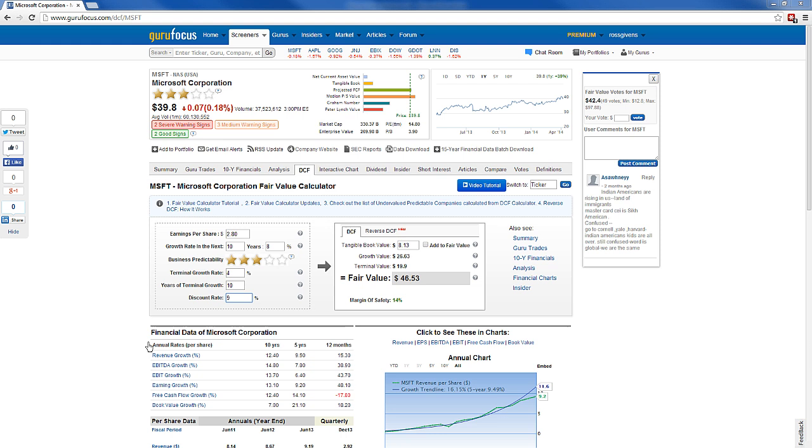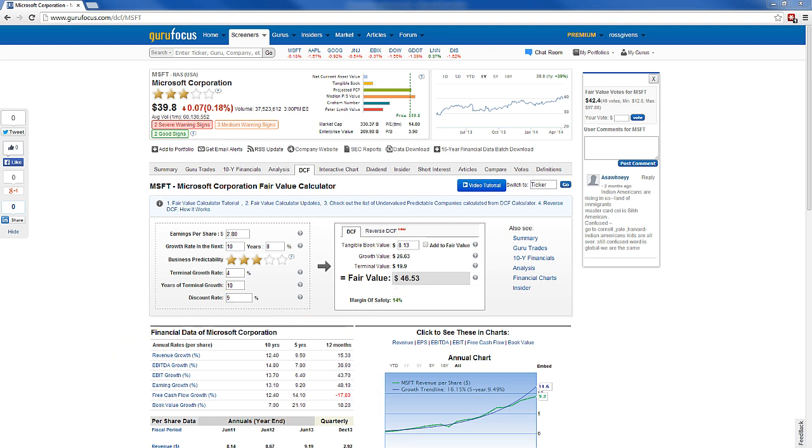A couple of things quick. The biggest thing, one, is going to show you all the growth rates down here, so use that information to try to make an educated, conservative guess. It automatically gives you a margin of safety, so it's showing you what percentage today's price is below your fair value estimate.